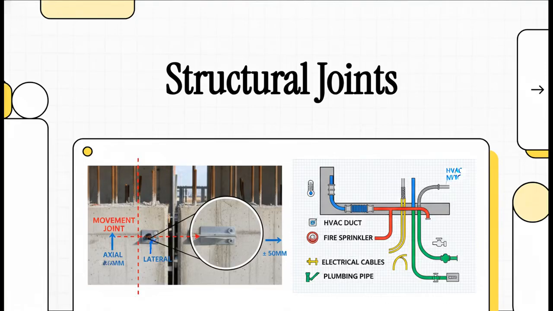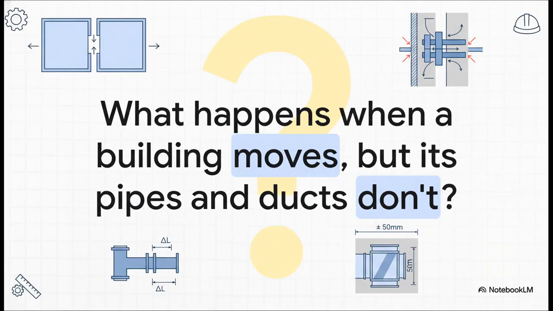Welcome. In this explainer, we're going to break down one of the most critical yet often overlooked interfaces in all of construction. We're talking about the structural joint and its really complex relationship with a building's MEP systems. So let's just dive right in with a big question, one that every single site engineer has to answer. This really gets to the absolute heart of the challenge we're going to be tackling today.